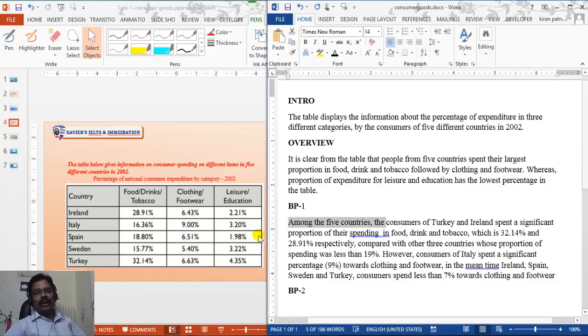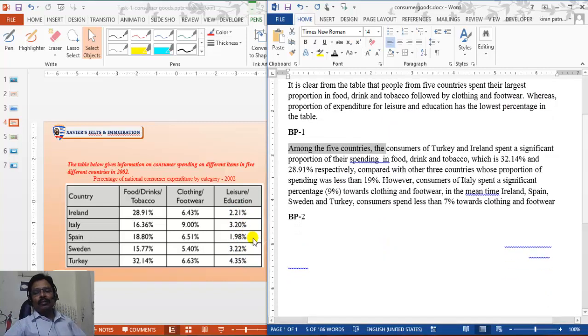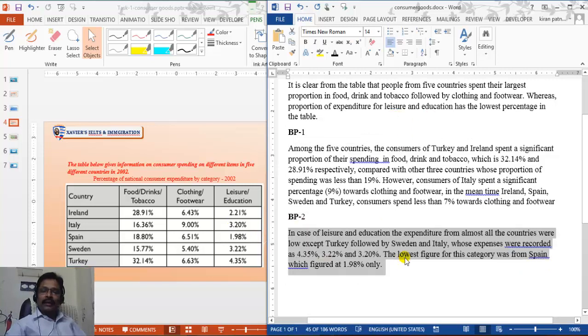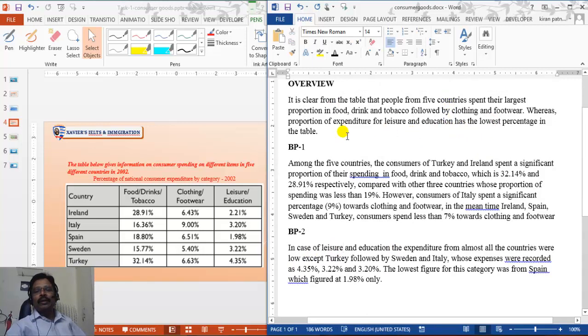Now in BP2 I have to concentrate on my last category, that is leisure and education. So now we will discuss BP2. What BP2 says is, in case of leisure and education, I started with it because the second part of my overview is talking about expenditure for leisure and education. So now it is logically linked with the second statement. So in case of leisure and education, the expenditure from almost all the countries was low except Turkey, followed by Sweden and Italy.